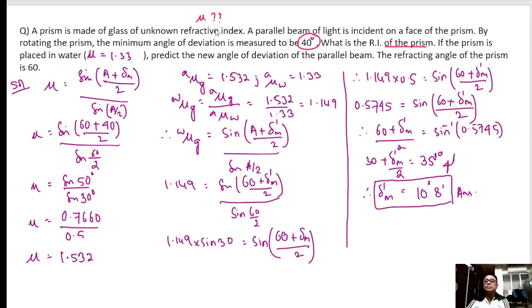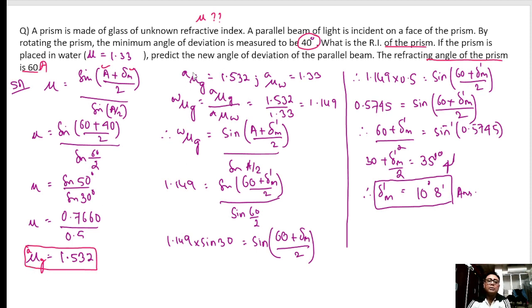Okay, so first of all, we know this formula. Now please watch. A parallel beam of light is incident on a face of the prism. By rotating the prism, here they have given the refracting angle of the prism. Please watch here, A is given to us. So using this formula, we know A, we know sigma m, we know everything. We can calculate the refractive index of the prism. That means this we know.